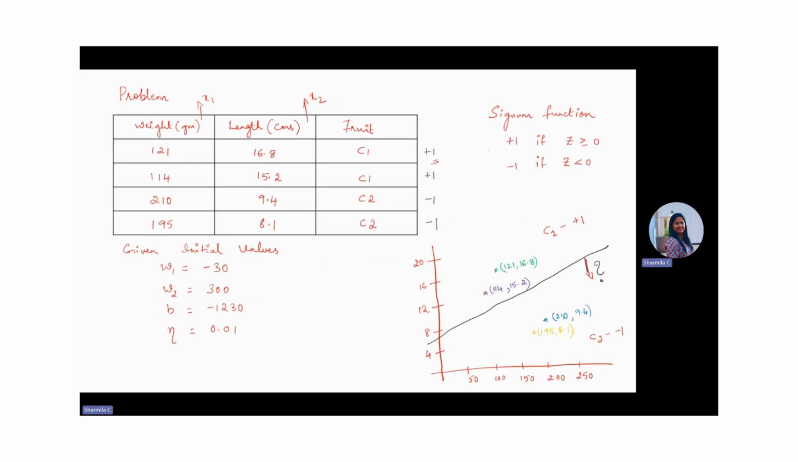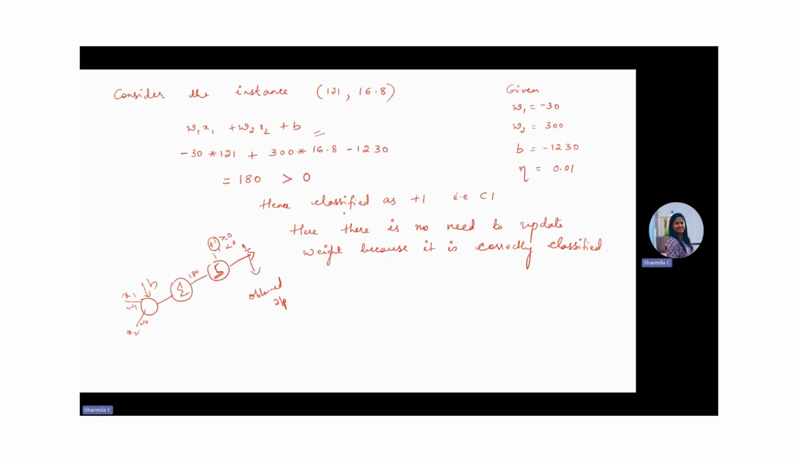Target output is also +1, because whichever fruits have C1, I'll represent with +1. Whichever fruits we have C2, I'll represent with -1. So target is 1, but what is the answer obtained? 1. The obtained answer is also 1. Fine. Then the target answer is also 1.